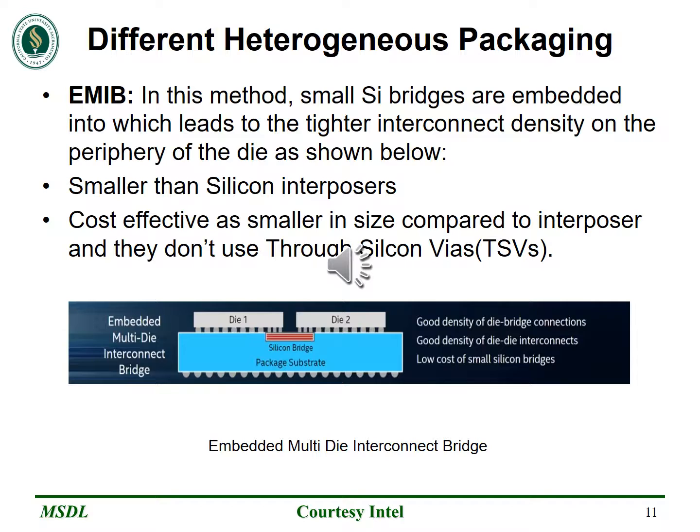Let's discuss EMIB, that is Embedded Multi-Die Interconnect Bridge. In this method, small silicon bridges are connected from die to die. So we can clearly see how die 1 is connected to die 2. The silicon bridges are embedded, which leads to a tighter interconnect density on the periphery of the die as shown below. They are smaller than the silicon interposer. So the advantages here are good density.